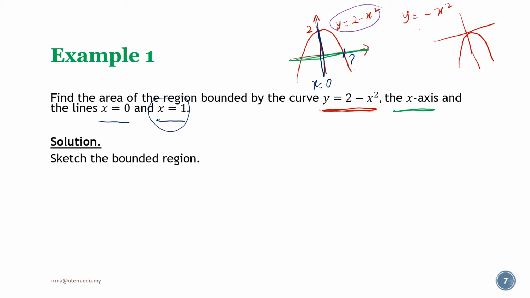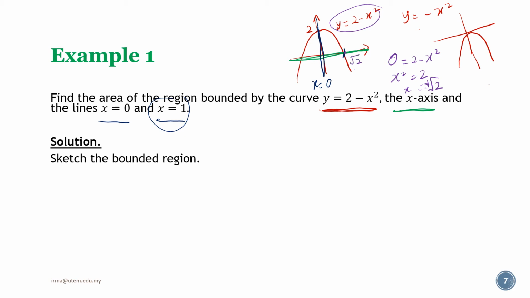Over here, you have y equal to 0. So you have 0 equal to 2 minus x squared. So x squared is equal to 2. So x is equal to plus or minus square root of 2, right? So here, actually the value is square root of 2.